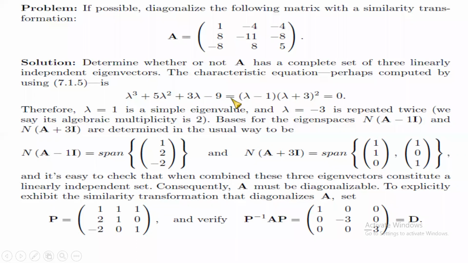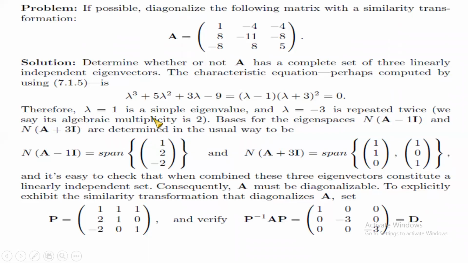Or you can just divide this equation by lambda minus 1, right? This equation can be divided by lambda minus 1. Then you will get a quadratic equation, that can always be solved very easily by considering lambda is equal to minus b plus or minus root of b square minus 4ac by 2a. Therefore, lambda equal to 1 is a simple eigenvalue, and lambda equal to minus 3 is repeated twice.